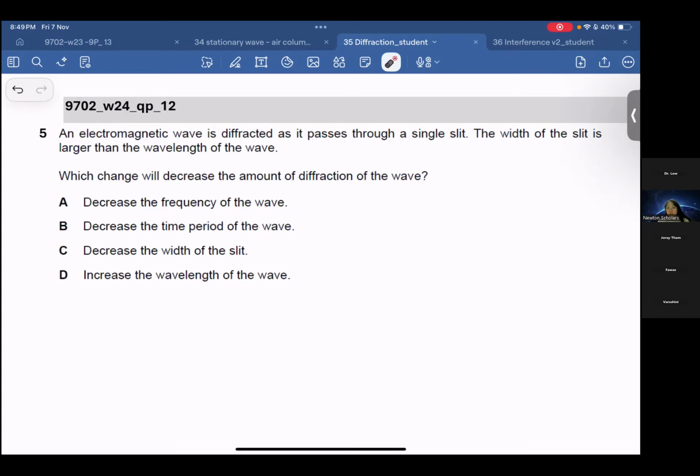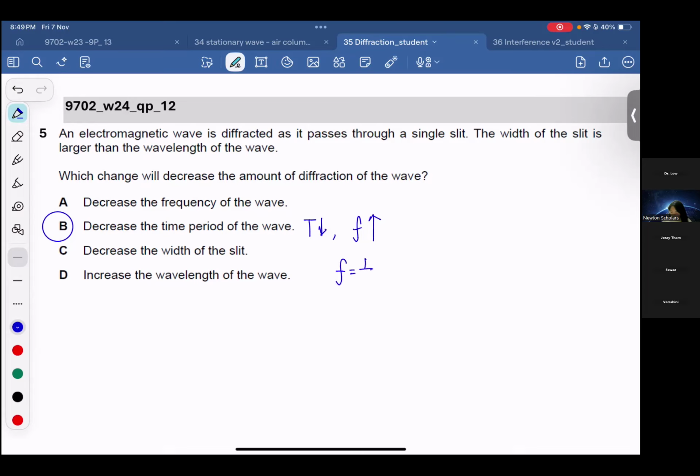Okay, Vashini correct. Manjo correct. Boys and girls, for this number 5, answer is B. When you are decreasing your period, you are increasing your frequency, because frequency is 1 over period.